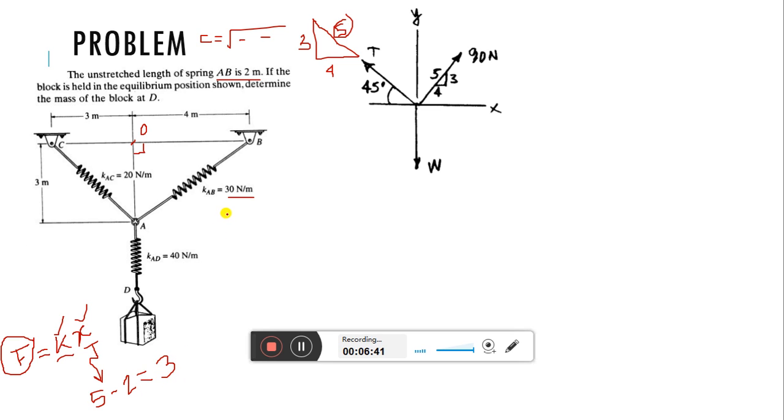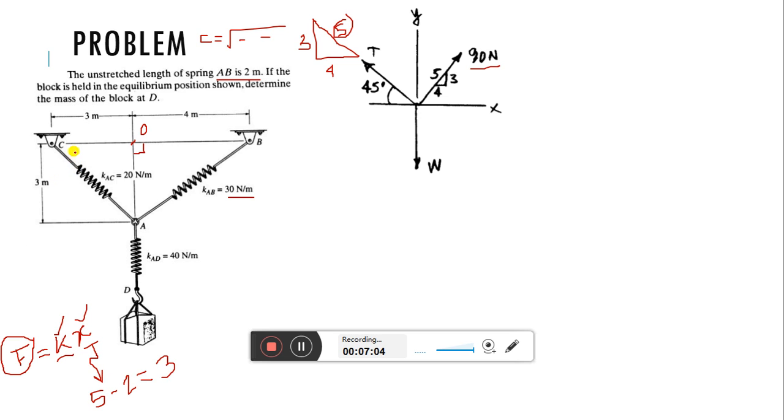Now 3 into, what is the value of k? 30 degree. So 30 degree into 3 is equal to 90. So this is nothing but a tensile force of 90 Newton in this direction. So we have written 90 Newton here. Okay. Similarly, the other side.